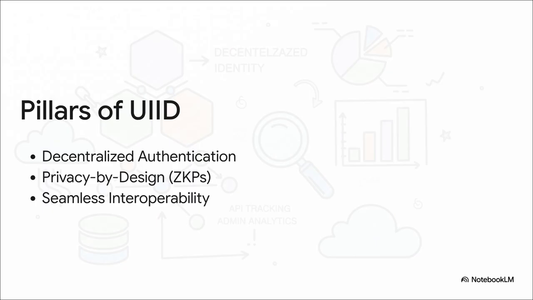First up, decentralized authentication. Simply put, there is no central database for a hacker to breach. Simple, right? Second, and honestly, I find this one the most fascinating, is privacy by design using zero-knowledge proofs, or ZKPs. This is absolutely incredible because it lets the system verify your identity attributes without ever exposing the sensitive data underneath. It literally proves you are who you say you are without showing the actual evidence. Mind-blowing stuff. And third, we have seamless interoperability. This means you can take this verified, secure identity across multiple different platforms without skipping a single beat.